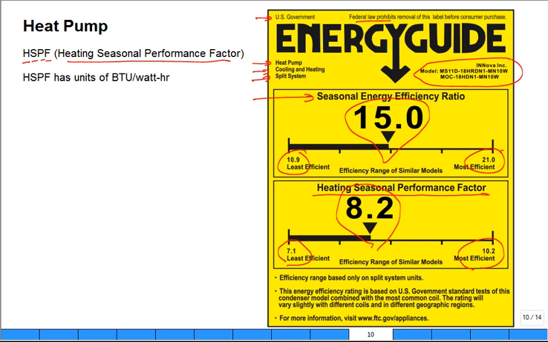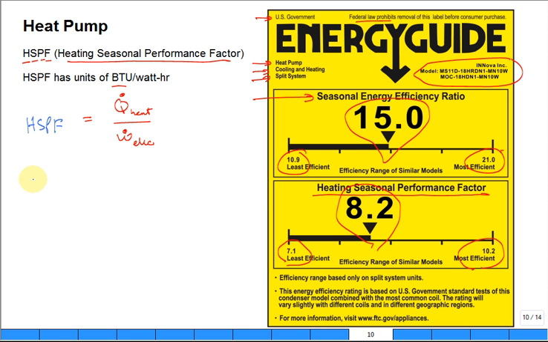So what exactly is this HSPF? It has the units of BTUs per watt hour or BTUs per hour per watt. So it's Q dot, not cooling, but heating. That's what you want. Divided by W dot, electric consumption, which you're going to have to pay for as it runs. So it's very similar units.